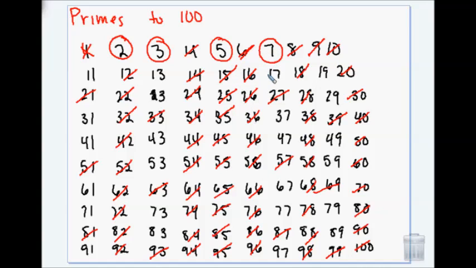7, 14, 21, 28, 35, 42, 49, 56, 63, 70 is already taken care of, 77, 84 has already been taken care of, and then 91, which is 7 times 13. Once you've hit 7, everything left is prime.